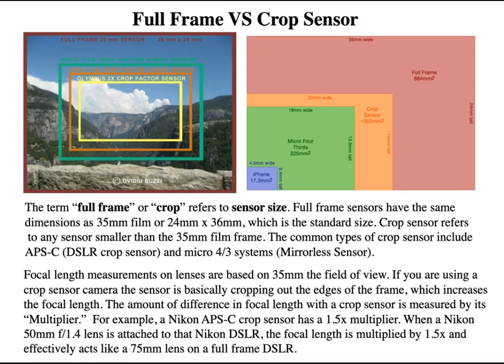All right, so let's back up to sensor sizes and how sensor sizes work with our lenses. So a full frame, again, is a camera that has a sensor size that is equal to the 35mm format of 24mm by 36mm. And this is the standard size. A crop sensor is smaller than that. And our mirrorless cameras have sensors that are smaller than that as well.